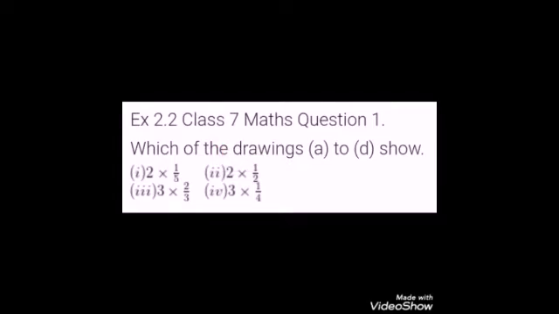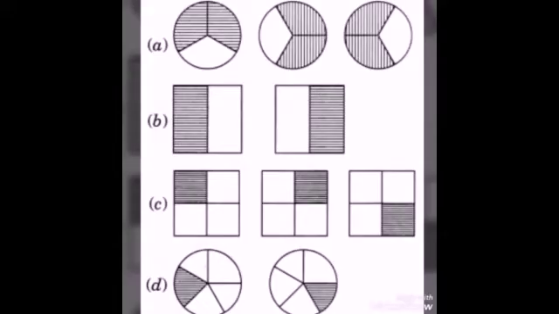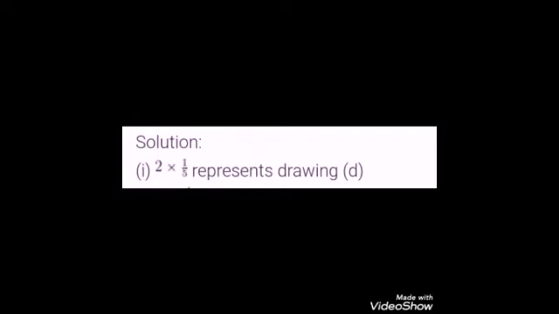Question number 1. Which of the drawings A to D shows 2 into 1 by 5, 2 into 1 by 2, 3 into 2 by 3 and 3 into 1 by 4? Here we are given a set of diagrams A, B, C, D. On the basis of these diagrams, we are going to match which question each diagram belongs to. Let us see. First subdivision, 2 into 1 by 5, represents drawing D.